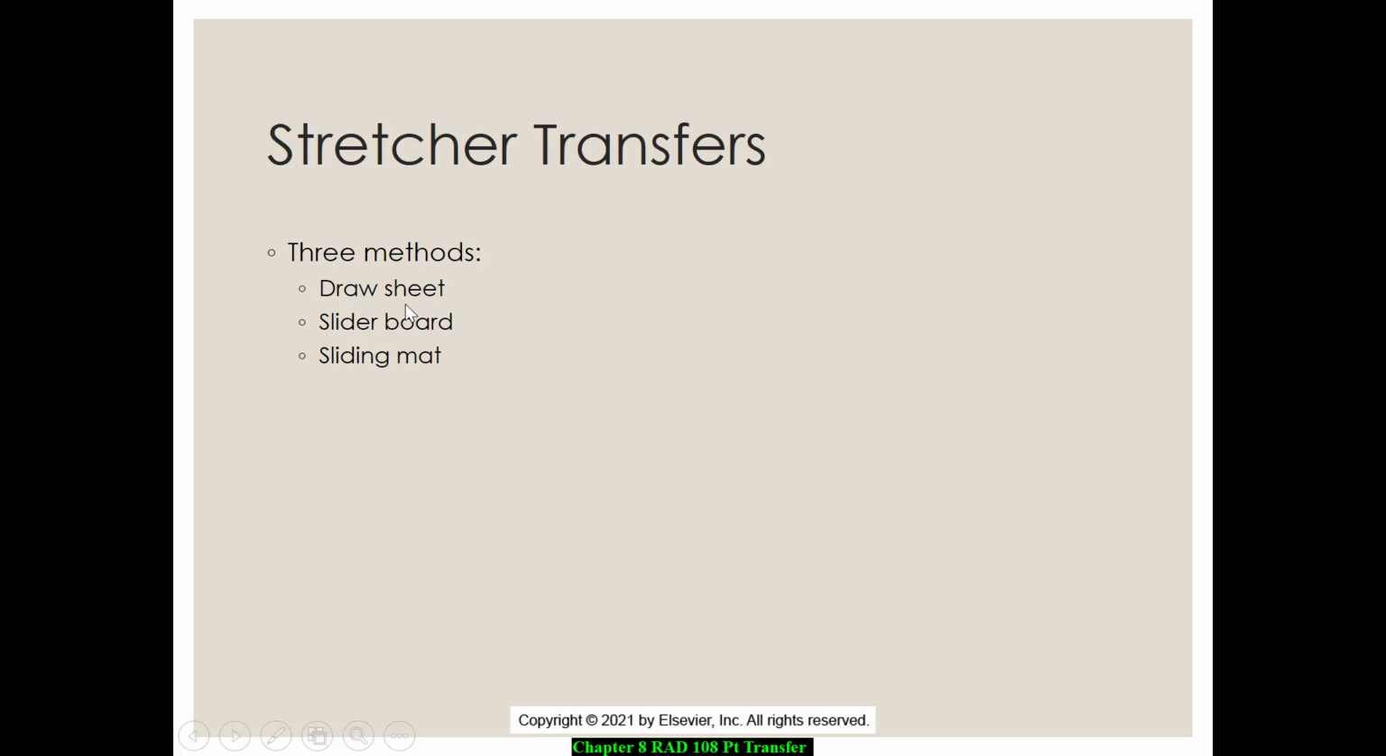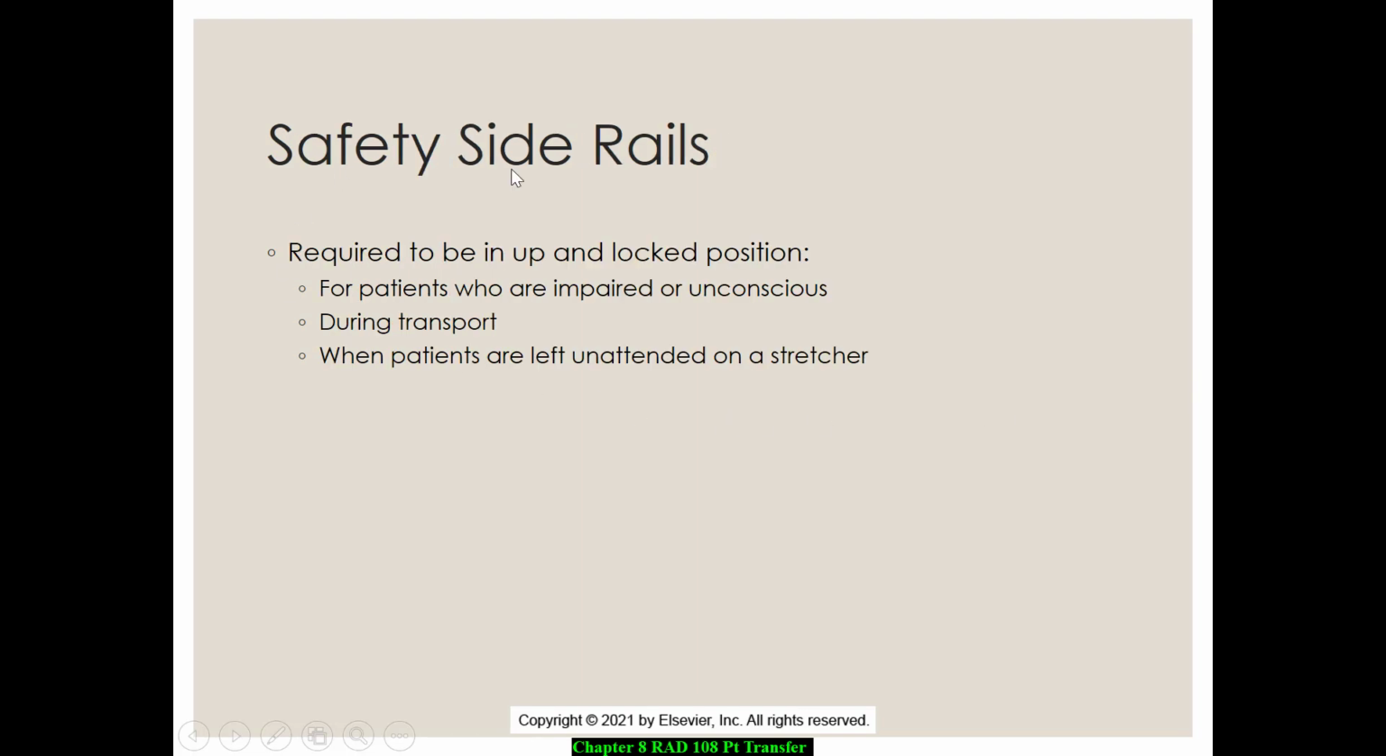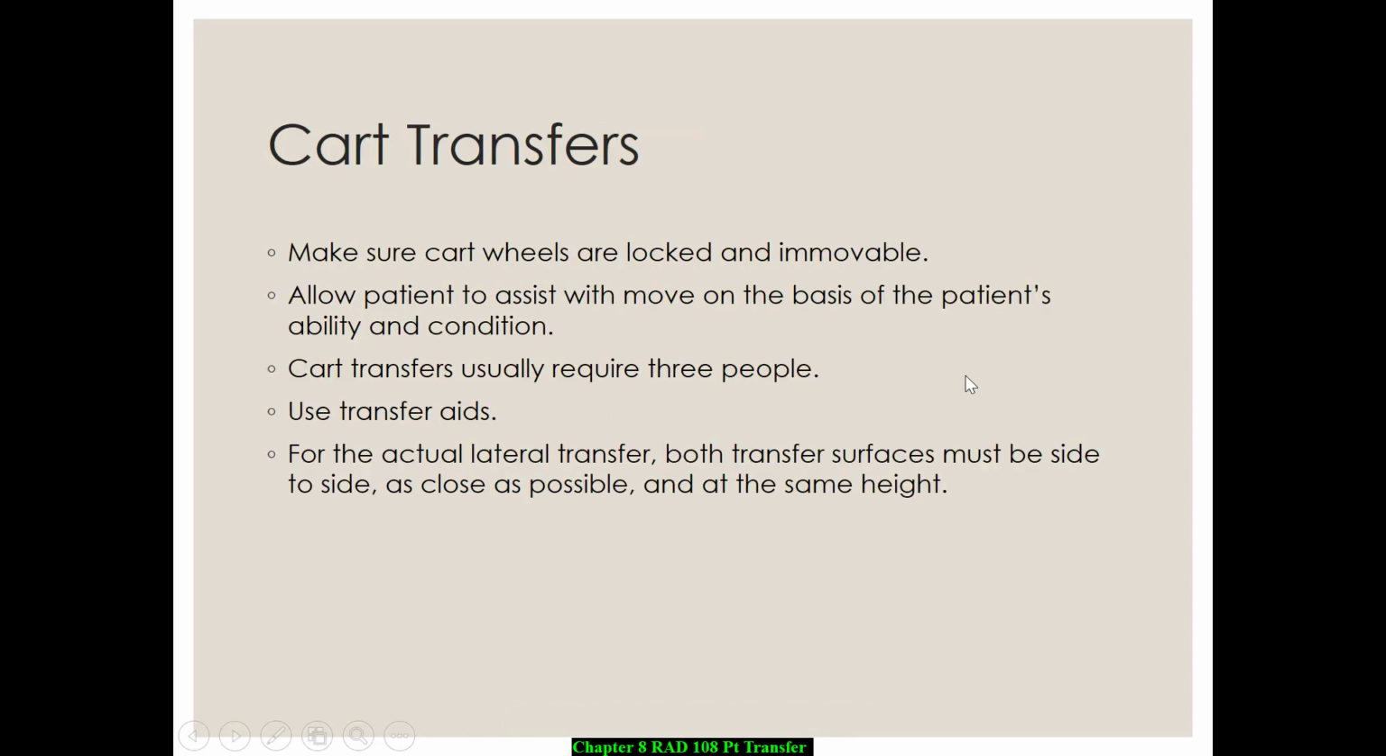Typically, our patients are going to come down with a draw sheet, a slider board, or a sliding mat. I do have examples of those in lab that I'm going to show you how to use. And then we do always want to keep those side rails in a locked position, especially if our patients are impaired, unconscious, or they just had a seizure. You don't want to keep those side rails down. So in transport, I always keep those rails up unless I am doing an exam that requires me to move the rails down, and then get those rails put back up immediately as soon as you're done with the exams.